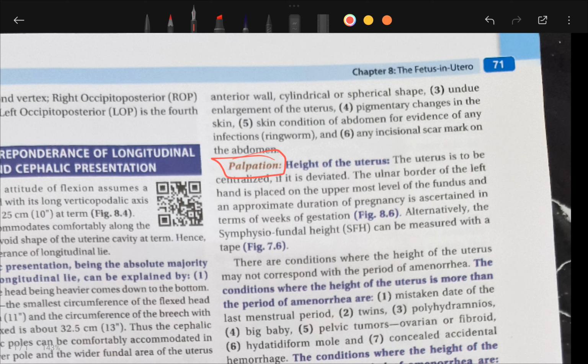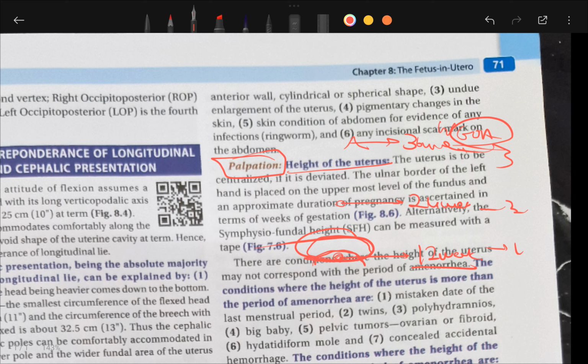Next, palpation. Going for palpation, you palpate for the height of the uterus. This is the pelvic brim. At the pelvic brim, it corresponds to 12 weeks of gestation. At the umbilicus, it corresponds to 24 weeks of gestation, and near the xiphisternum it corresponds to 36 weeks. So 12 ones are 12, 12 twos are 24, 12 threes are 36. If the fundal height of the uterus is at the pelvic brim, then it corresponds to 12 weeks.